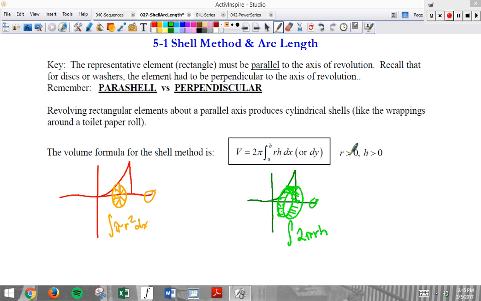Now we're always going to make sure r is greater than 0 and h is greater than 0. This will take care of itself, as long as you keep in mind right minus left, top minus bottom.